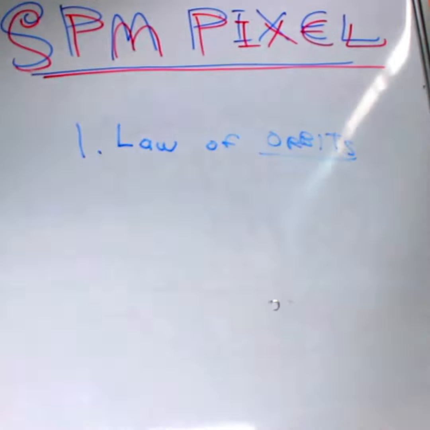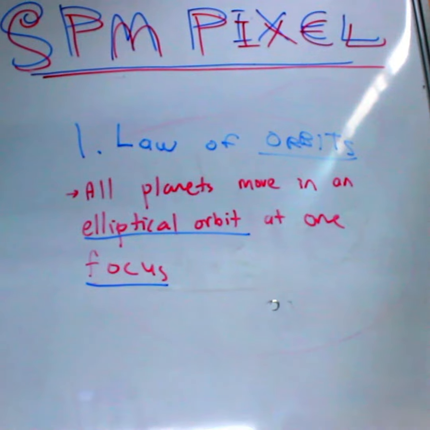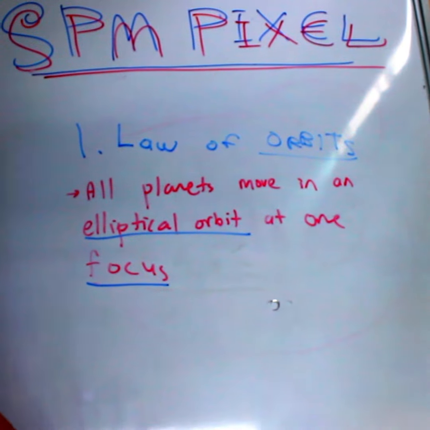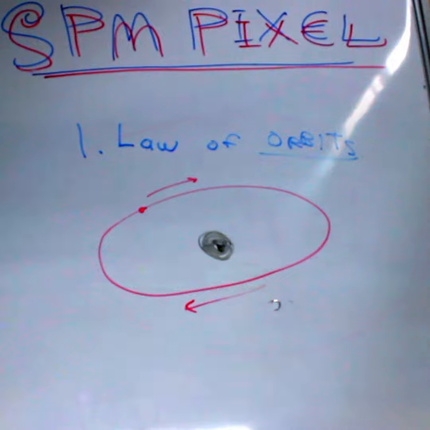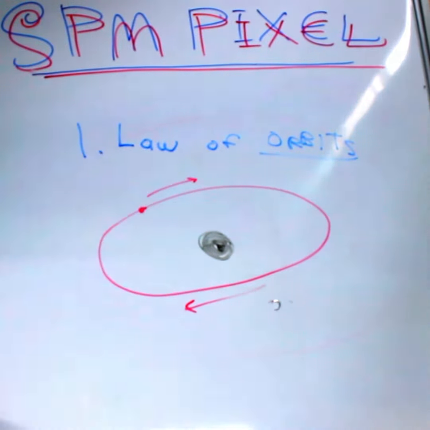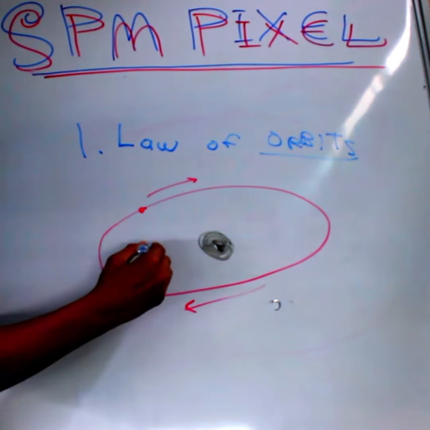The first law is called the law of orbits. Now back then, Mr. Kepler thought that all planets move in an elliptical orbit in one focus. What is a focus? Now let me explain it to you visually. Imagine a sun and the planet orbiting it.